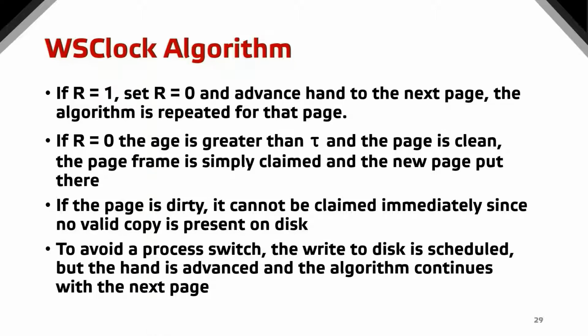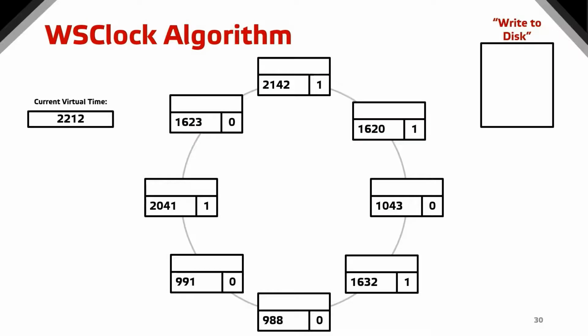Let's now see how it goes. The hand of the clock is advanced to the page for time 1620. The reference bit of this page is 1. We change it to 0 and the hand is advanced.